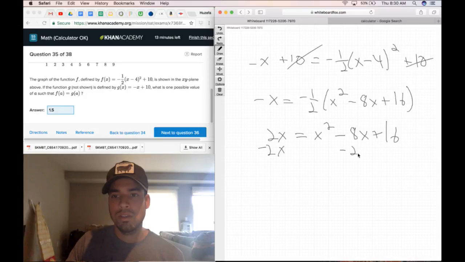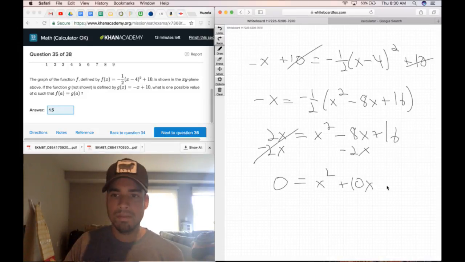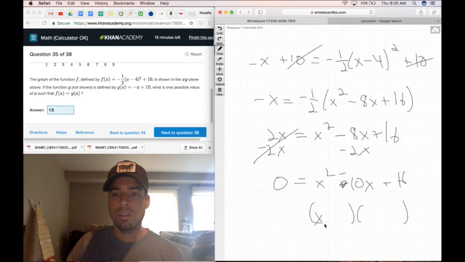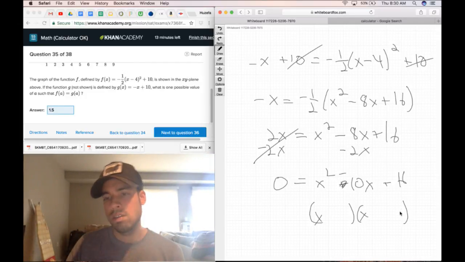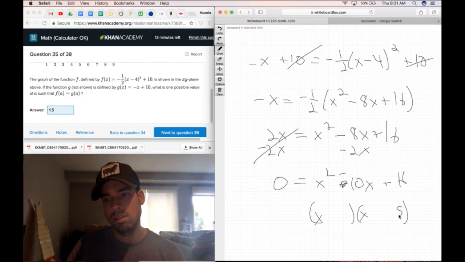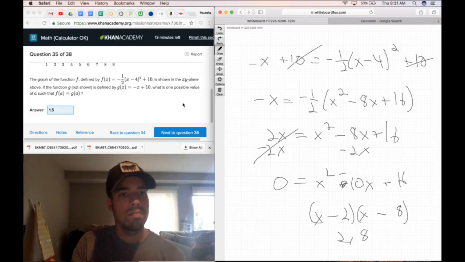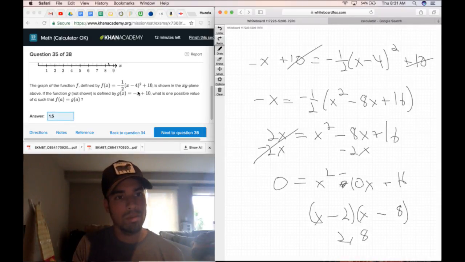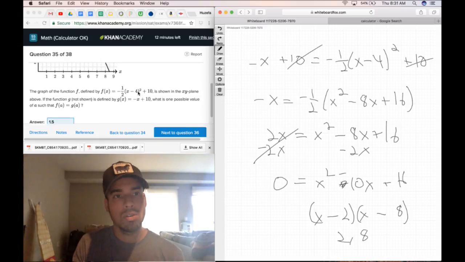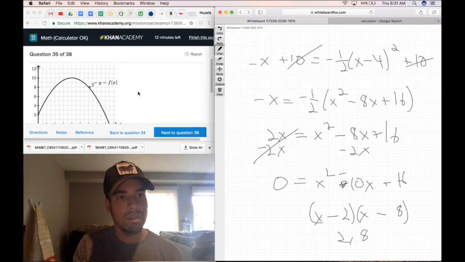Minus 2x, minus 2x. 0 equals x squared minus 10x plus 16, and then we're going to factor, and we got 8 and 2, minus. So we got x equals 2, x equals 8. That doesn't make sense with what I just thought was right. So I thought it would be 1.5, 10.